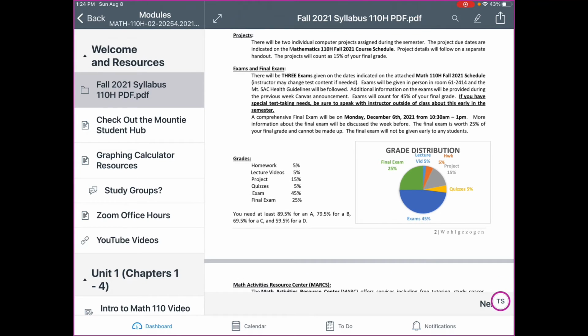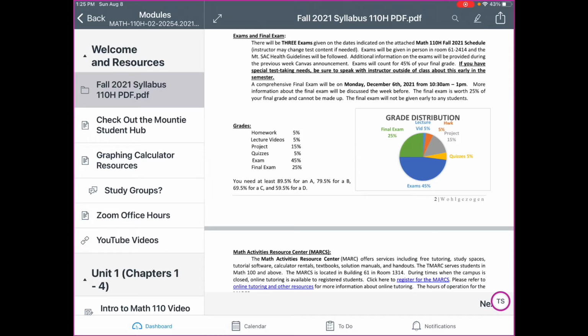Next up is projects. There's going to be 2 projects. We're going to have one that's going to be a smaller one, followed by our second project, which is going to be an individual project that will be larger. We will discuss those more when they get closer to when we're actually going to be covering the project. Projects are going to count for 15% of your final grade.